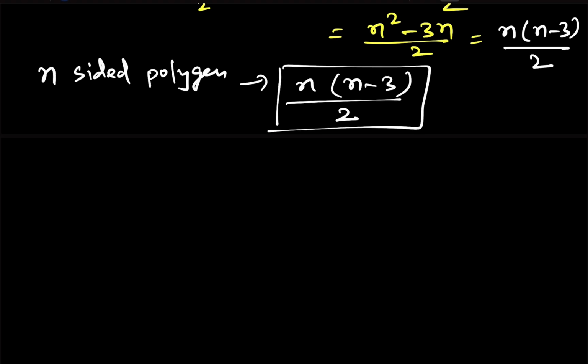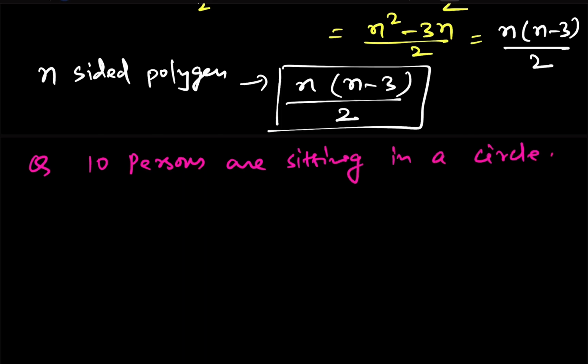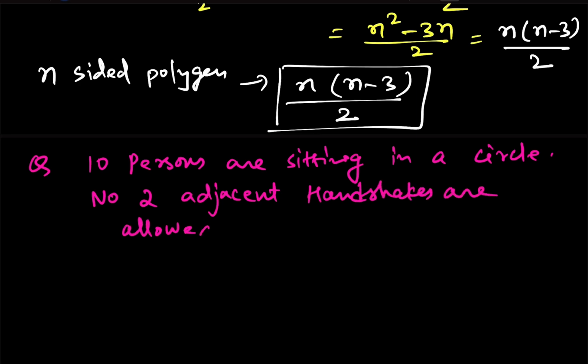So let's see a question. For example, suppose 10 persons are sitting in a circle, a circular table you can assume, and no two adjacent handshakes are allowed. Like two people sitting adjacent to each other can't handshake with each other. So what is the total number of handshakes allowed?